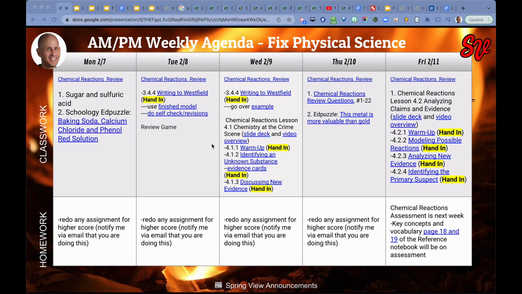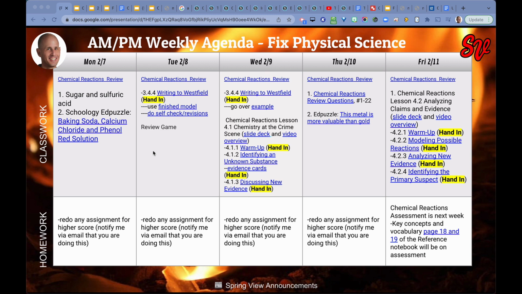Monday, we did the sulfuric acid and sugar demo, where sugar was mixed in with sulfuric acid and interesting products were made, and so that was the in-class demo. Then we did a Schoology Edpuzzle, baking soda, calcium chloride, and phenol red solution, where they looked at a chemical reaction that happened. They had the name, the reactants, and the products, and explained why a chemical reaction occurred, or how they know a chemical reaction occurred.